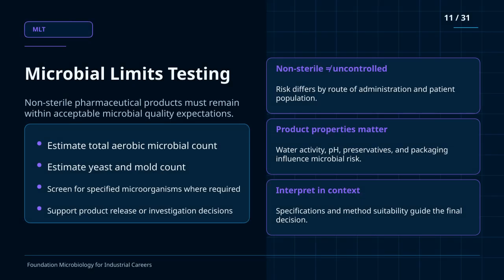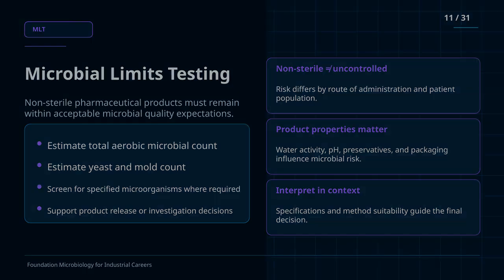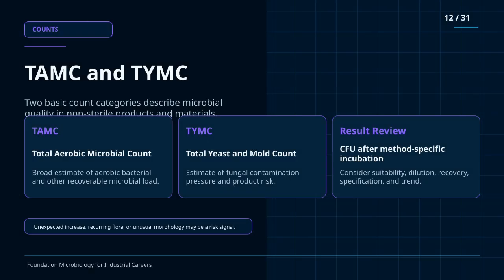Microbial limits testing evaluates the microbial quality of non-sterile pharmaceutical products. It supports product release and investigation decisions by assessing bacterial counts, yeast and mold counts, specified organisms, and the adequacy of preservation and manufacturing hygiene. TAMC estimates the total aerobic microbial load, while TYMC estimates the yeast and mold burden. These counts are method-dependent estimates, so dilution, recovery, incubation, product matrix, and trend history must be considered during review.